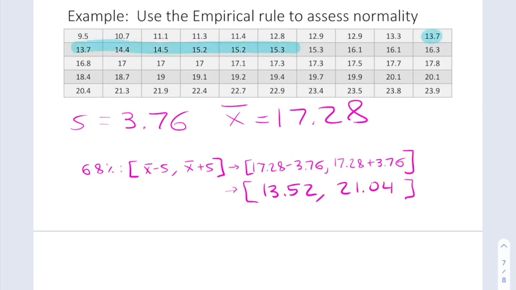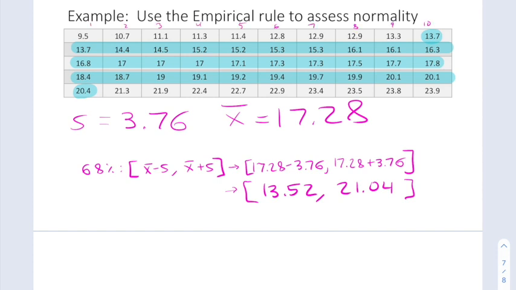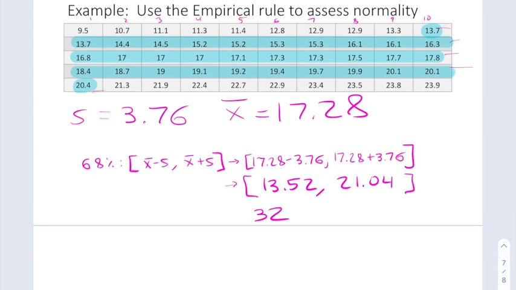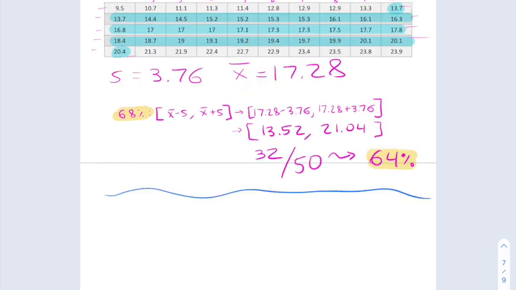Then this entire row lies within those 2 numbers, as does this row, as does this row, and this value as well. Since these rows are 10 wide, that means we have 10, 20, 30, 31, 32 data values in this range. And since there's 1, 2, 3, 4, 5 rows, that's 32 out of the 50 data values that fall within one standard deviation of the mean, or 64%, which we'll eventually compare to what was supposed to be within this range.